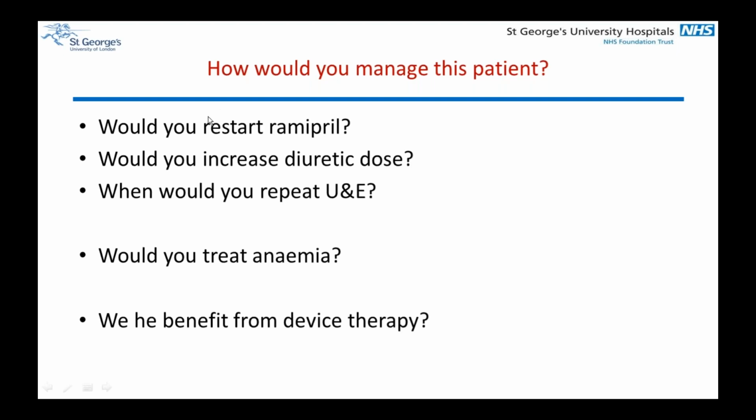The other question that comes to mind is whether you're going to restart the Ramipril. Now, the GP has stopped because the potassium did go up to 5.3. Are you going to restart that? Patient is symptomatic, so are you going to increase the diuretic dose? If you're going to do either of these two, when are you going to repeat the U and Es? And again, the question from the previous patient and this patient is the same. How are you going to treat anemia? And I'll touch on the fact that heart failure patients do qualify for iron treatment even if they don't have anemia.